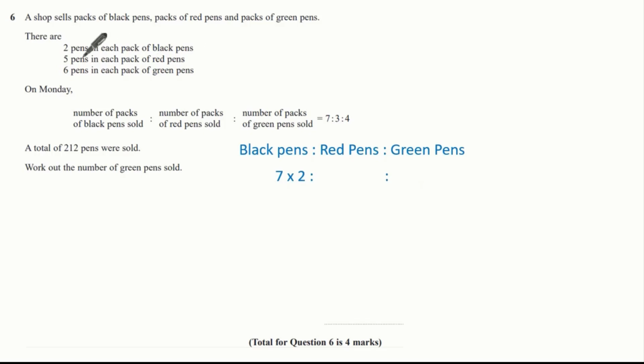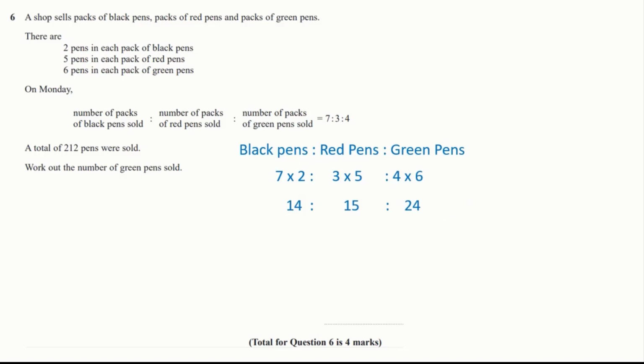So if I know there's 5 pens in each red pack, it's 3 times 5. The 4 represents the number of packs of green pens sold. And I know there's 6 pens in each green pack. So 4 times 6 is the number of green pens sold. So now I've worked out how many parts each colour was sold.